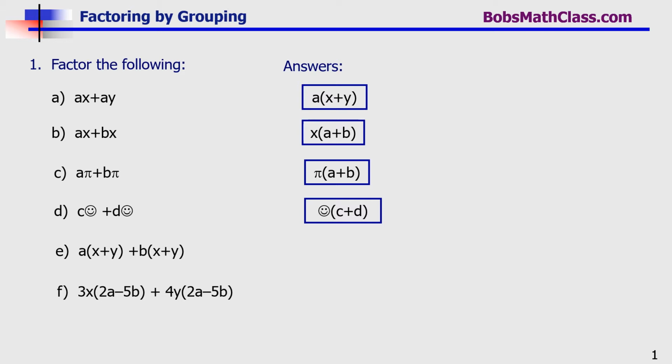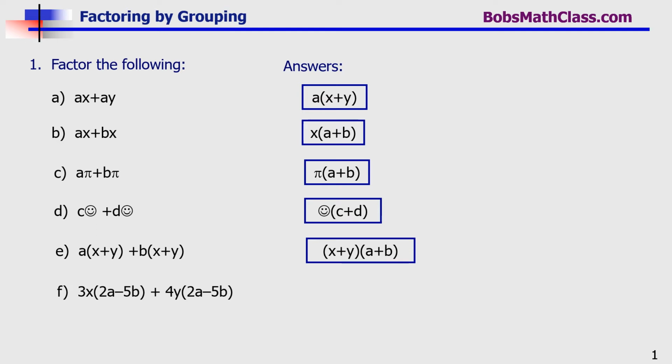It could be a binomial. So in part E here, what's the same on both sides? It's not just a letter, it's not just a symbol, it's a whole binomial, x plus y. So we're going to write that x plus y in front. Now because that's in parentheses, it has to stay in parentheses. And then whatever's left over from each one, excluding the x plus y, is what's left in the second parentheses. So the answer is going to be x plus y times a plus b.